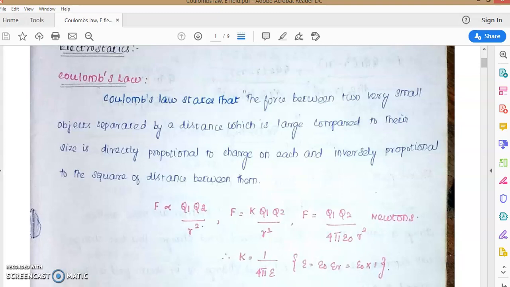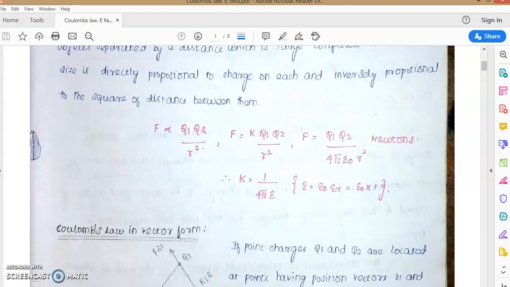So the statement clearly indicates that the force between two small objects whose distance of separation is very large compared to their size is directly proportional to the charge on each and inversely proportional to the square of the distance between them. The formula for this statement is F is directly proportional to Q1 Q2, where Q1 and Q2 are two charges whose distance is R. So F is directly proportional to Q1 Q2 divided by R square.